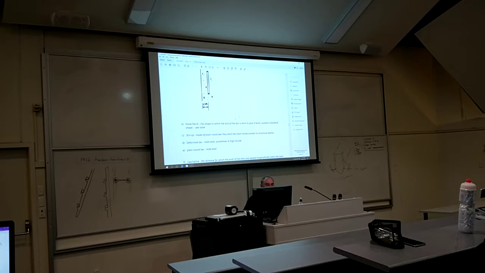A stirrup is something that's very close to what you guys are going to be doing for your assignment. A stirrup tends to be either a square shape, rectangular shape, or a circular shape, and it tends to bind the main bars which go up or sideways together, and tends to be of a smaller diameter compared to the main bars.